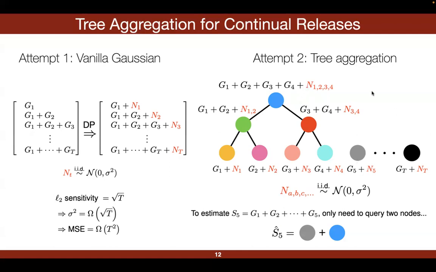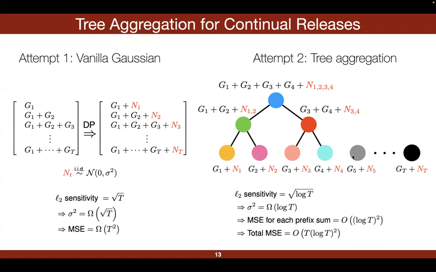And if we didn't do this tree aggregation trick, then we would have to sum over G1, G2, G3, G4, G5. It would be 5 noise random variables. So doing this tree aggregation trick allows us to reduce the noise by a lot. Of course, you can do some simple calculation. For each prefix sum, you will need to aggregate at most log t nodes, right?